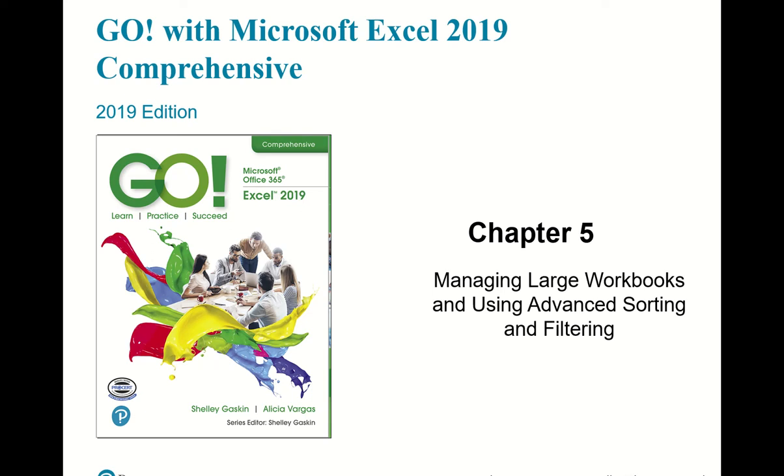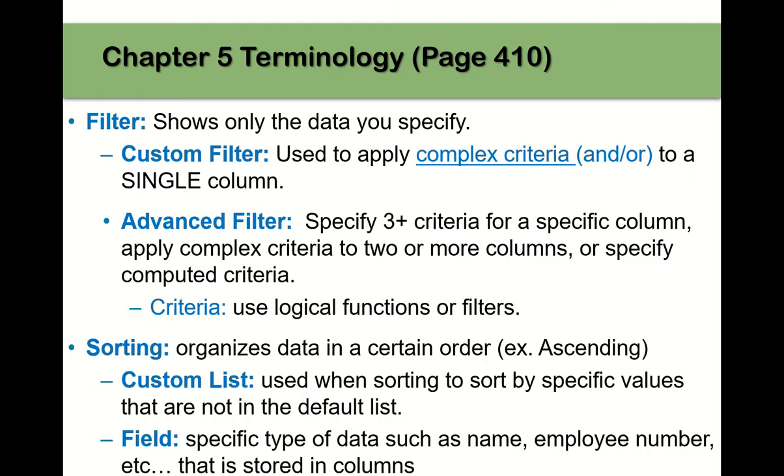Today we're going to be talking about Chapter 5. In particular, we're going to be talking about advanced filtering and sorting. So we've already seen filtering and sorting on the basic level. Now we are going to see how to do it if you want multiple filters and multiple criteria for sorting. All right, here we go.